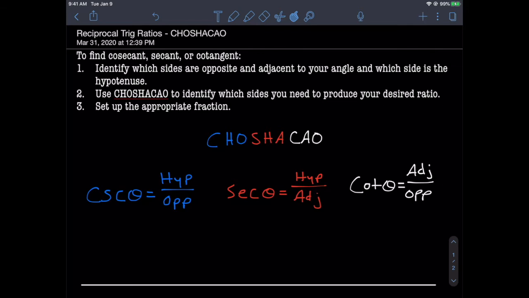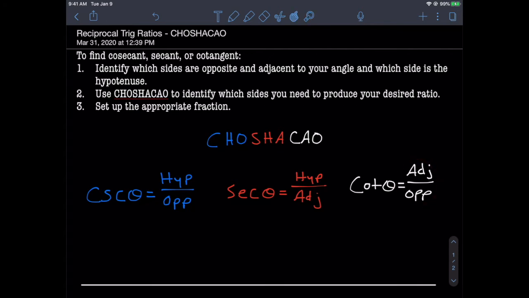First of all, just like SOHCAHTOA, CHOSHACAO is actually three different statements. We have CHO, SHA, and CAO. Each of these relates to a ratio that we have down here below. First in blue, we have cosecant is equal to the hypotenuse over the opposite side. Secant is the hypotenuse over the adjacent side, and cotangent is the adjacent side over the opposite side.